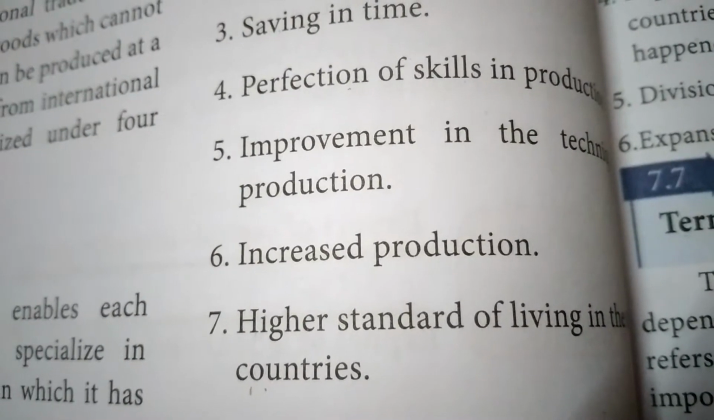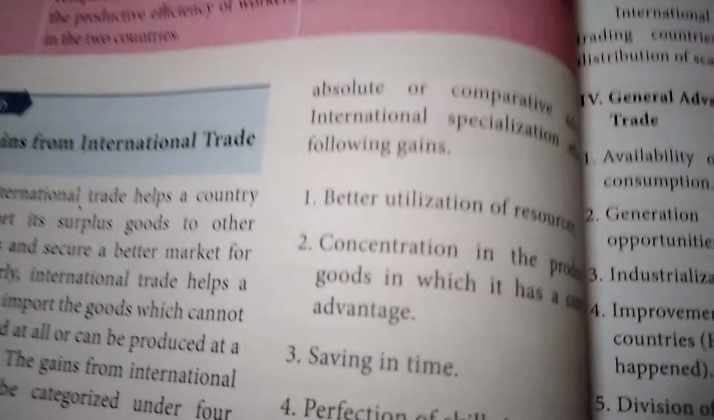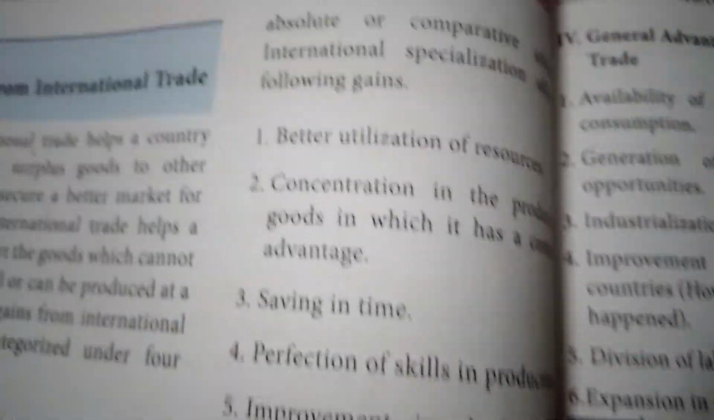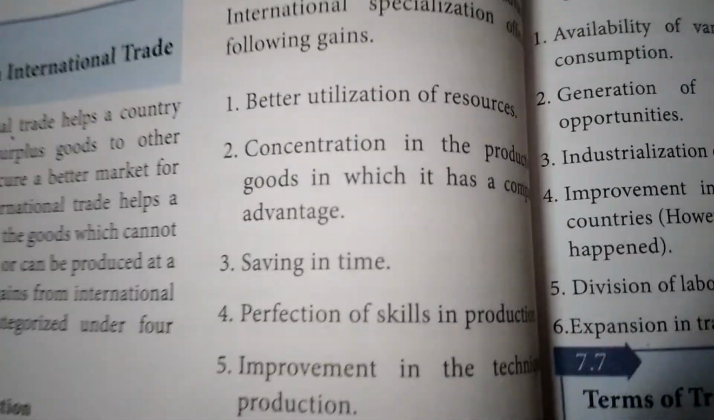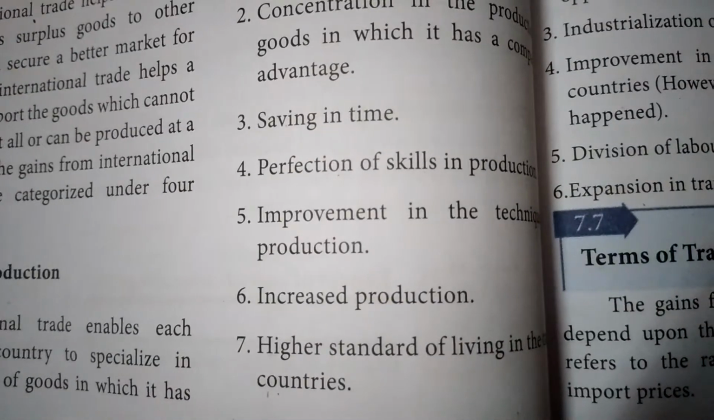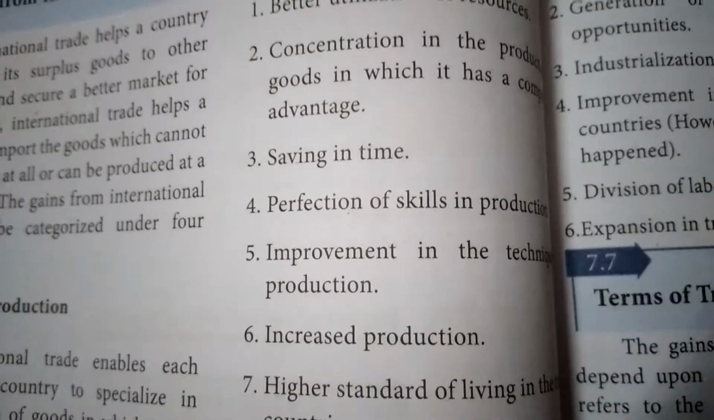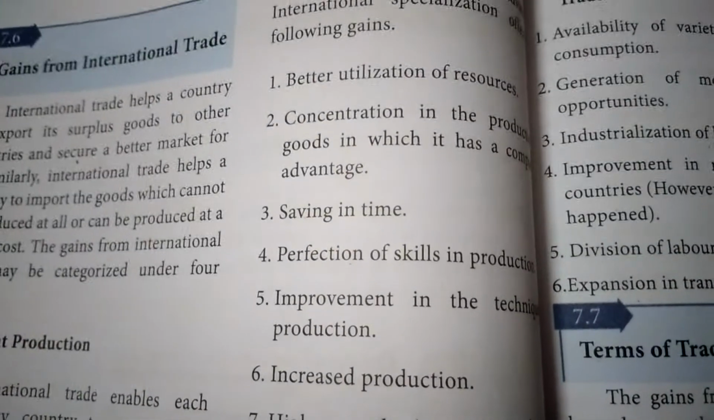If the producer is efficient, they can follow these rules: better utilization of resources, saving in time, perfecting the skill in production, improvement in the techniques of production, increase in production, and higher standard of living in the trading countries. These are all efficient production.